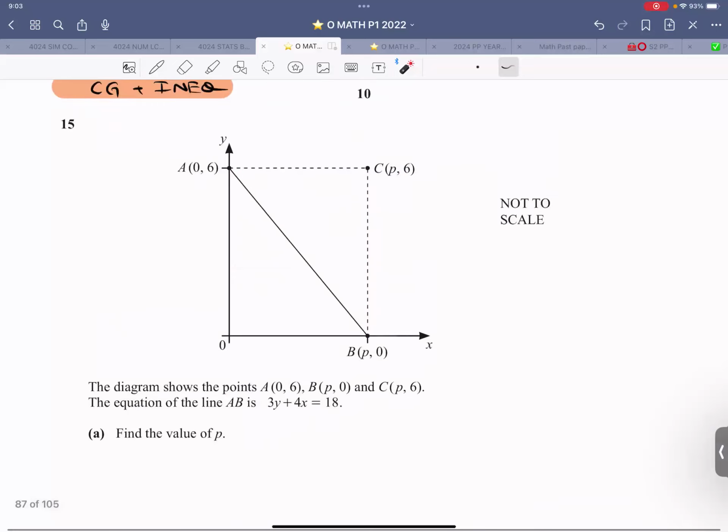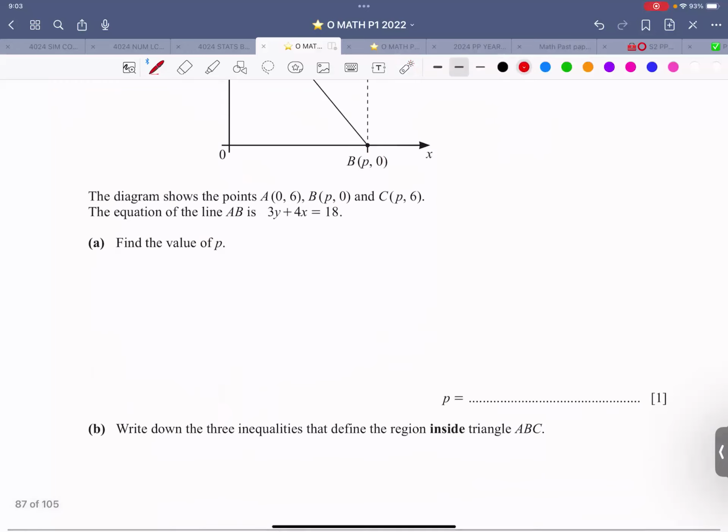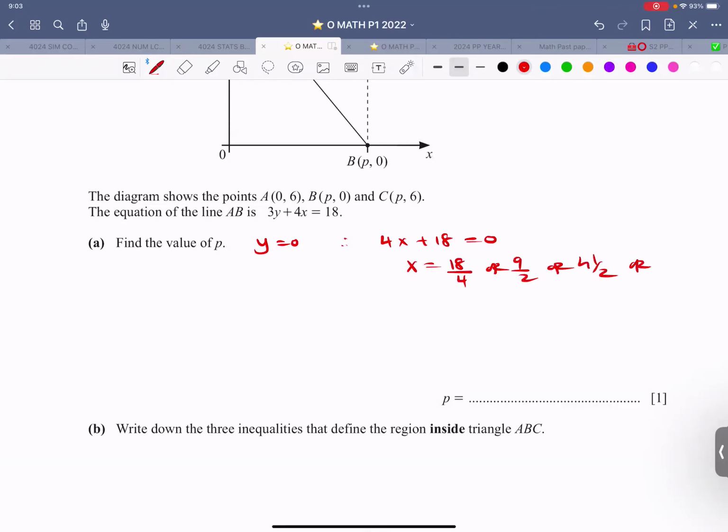The diagram shows the points A, B, C. The equation of the line AB is such and such. Find the value of p. So p is where the line touches the X-axis, where the Y coordinate is 0. So y is 0. Therefore, 4x plus 18 equals 0. x is 18 over 4 or 9 over 2 or 4.5. So let me write p as 4.5.